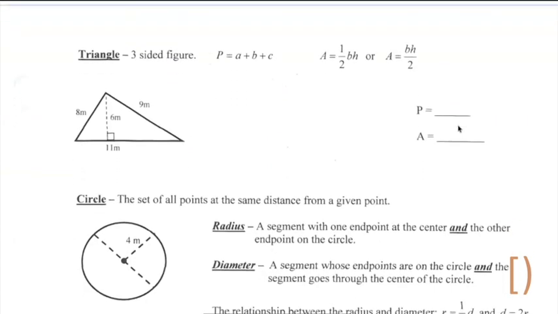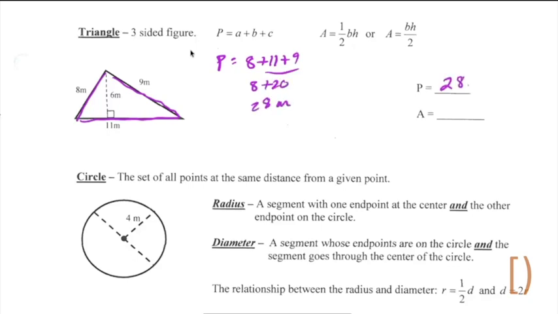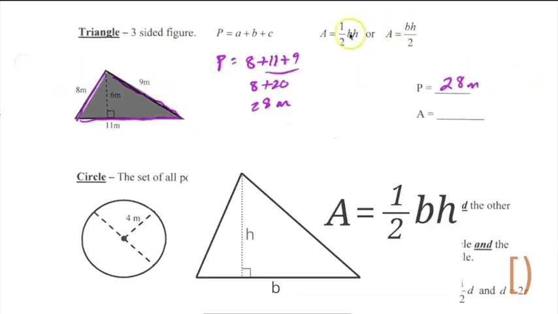Okay, let's move on to triangles. The perimeter is just always the same. The perimeter of a triangle, all we're going to do is add up all the outsides. 8 plus 11 plus 9. Let's add these two first. That's 20. 8 plus 20 is 28 meters. Again, perimeter is always just the units. You're just adding up all the units. Nothing changes. Area of a triangle, though, very special.